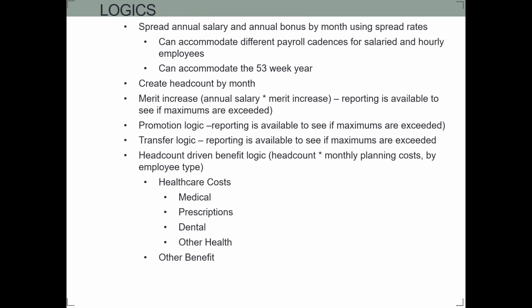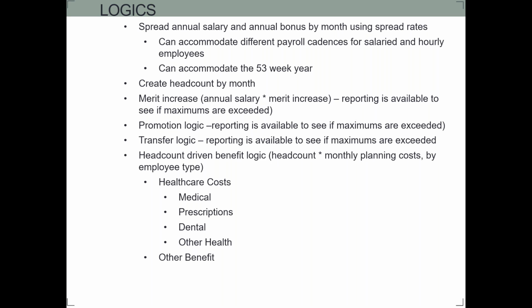Okay. We talked a little bit about the different types of salary spreads that are available for different cadences. One of the more interesting ones is when you have a leap year. Some companies want to have a 53rd week in the year. While that doesn't actually affect how the employees are paid, it does affect how the expense in the company is booked. And so we built some logic around that.